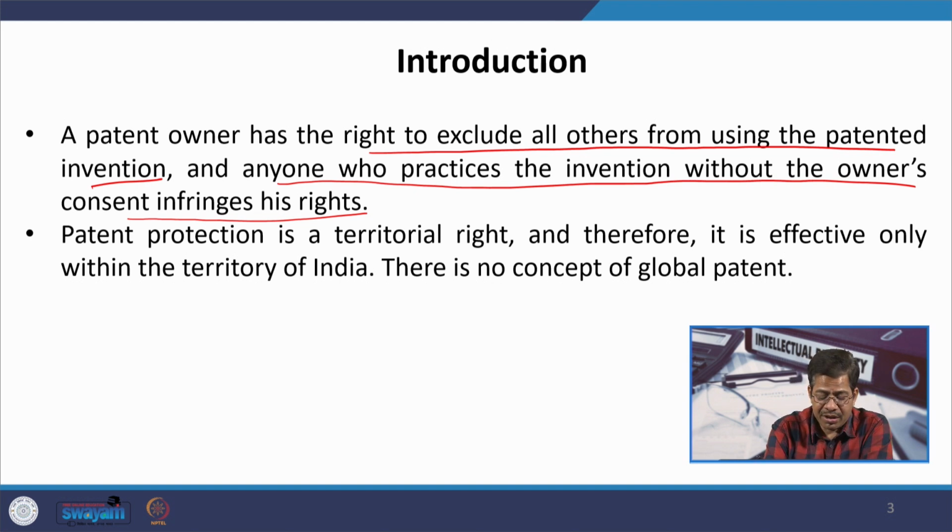So, patent protection, we all know since the beginning of this course, therefore, the issue of foreign filing, PCT etc. is there, because patent protection is a territorial right. Territorial right means within a particular country you are going to exercise this particular exclusive right, and therefore, it is effective only within the territory of India in our case, or wherever you are.